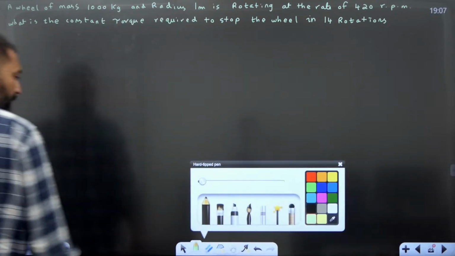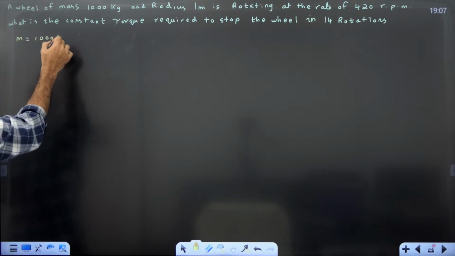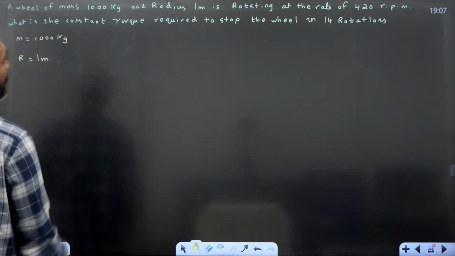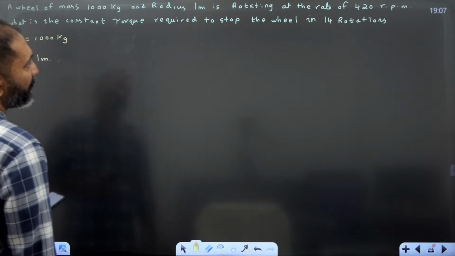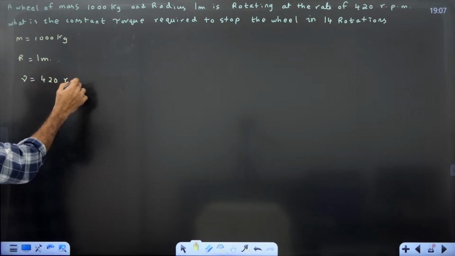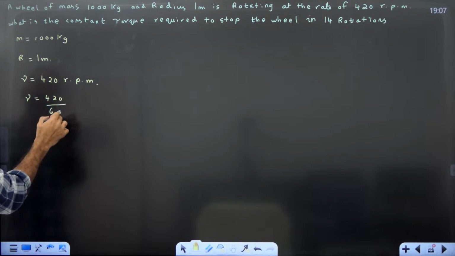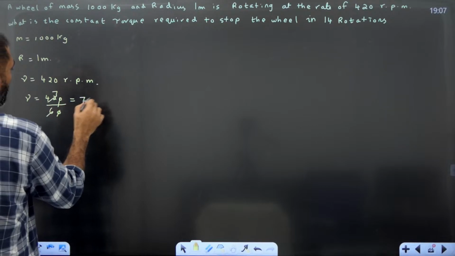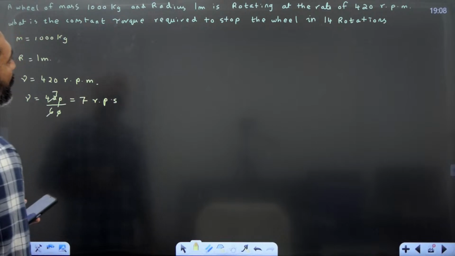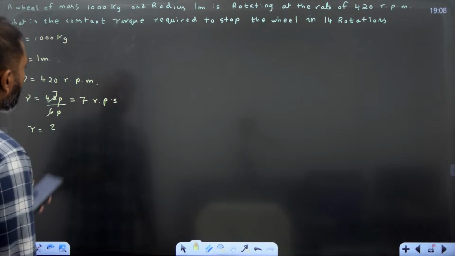Okay, so let's see what are the data. Mass is 1000 kilogram. Radius is 1 meter. Rotating at the rate of 420 revolution per minute. So frequency is 420 by 60, that is 7 rps, revolution per second. What is the constant torque required to stop? So torque is equal to question mark.